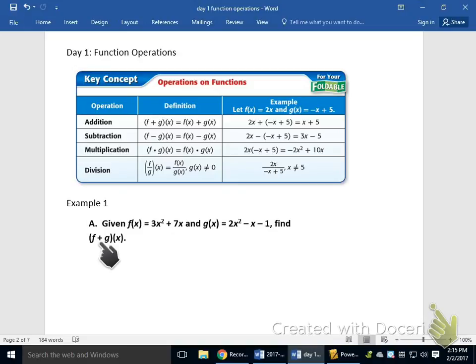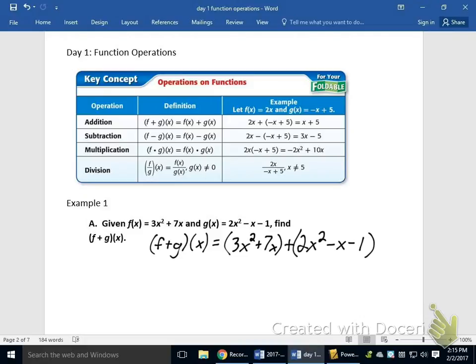Here we're doing f plus g of x. To do that, what you'll do is you'll take the f of x function, which is the 3x squared plus 7x, and you will add that to the g of x function, 2x squared minus x minus 1. You can see that I actually placed those functions in parentheses. Really not going to make much of a difference here since there's nothing to distribute to the g of x function or the f of x function, but it's a good practice to get into because when there is something to distribute or when there's an operation to complete there.